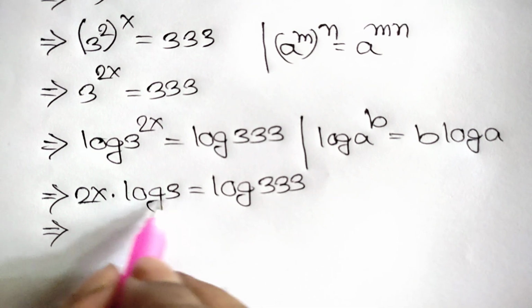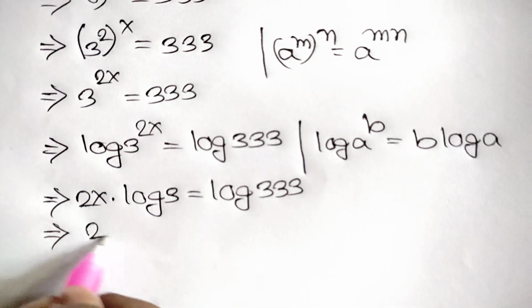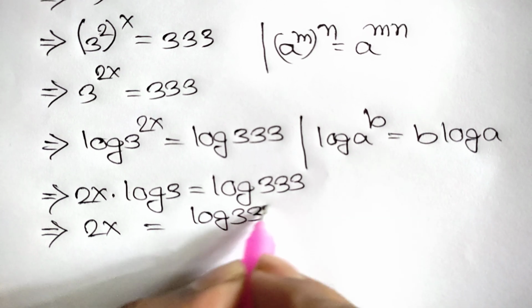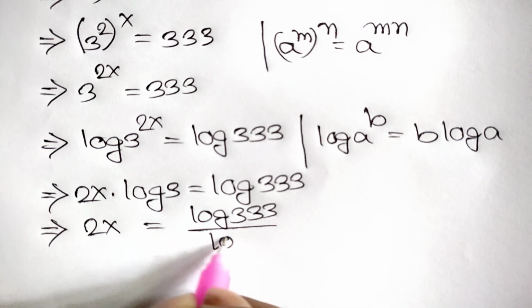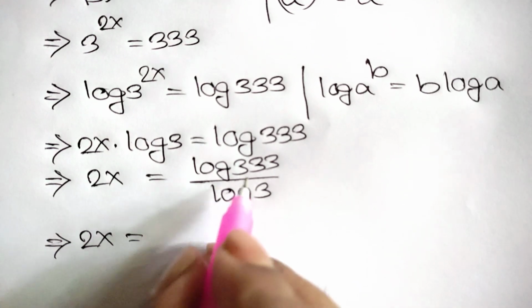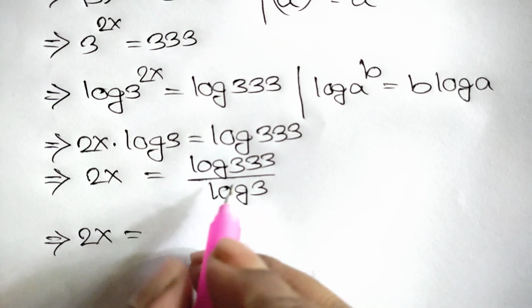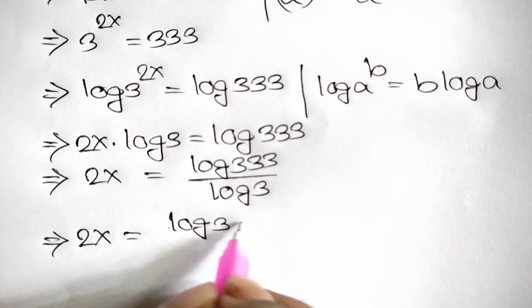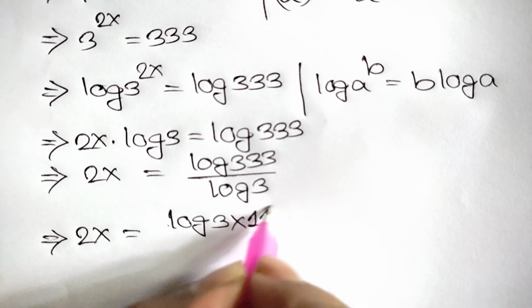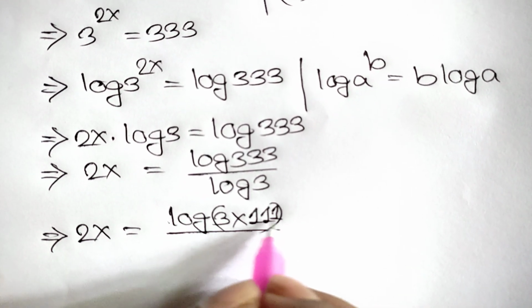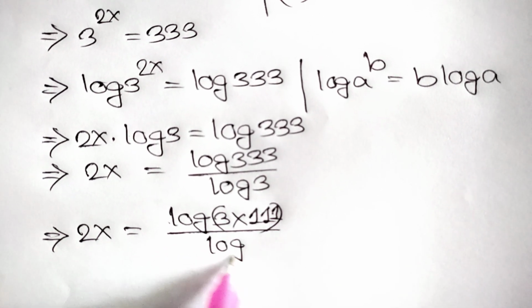333. Now divide both sides by log of 3, we will get 2x is equal to log of 333 over log of 3. Or 2x is equal to log of 333 can be written as log of 3 times 111 over log of 3.